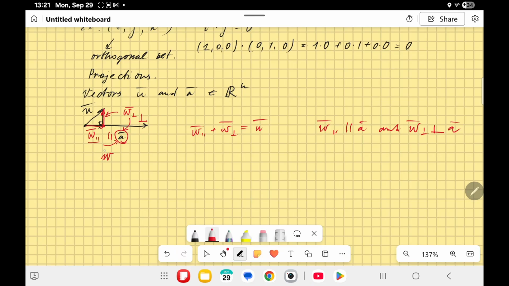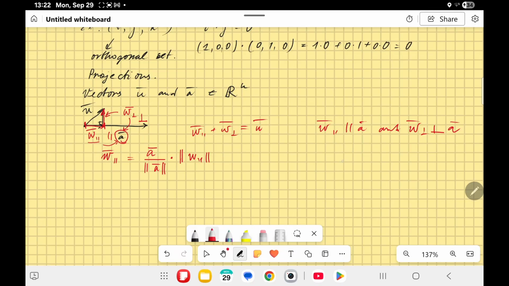Parallel projection. Well, guys, what do we need to know? We do know that parallel projection is parallel to vector A, right? What I'm going to do is find the unit vector in the direction of vector A, and multiply it by the length of this projection, the length of the parallel projection. How do I find that length?